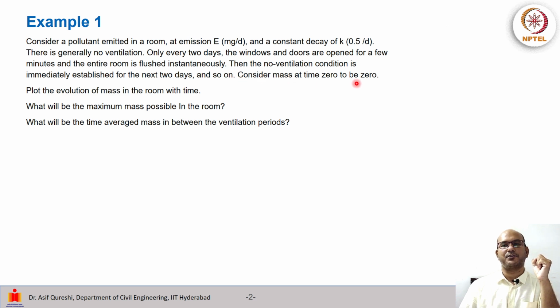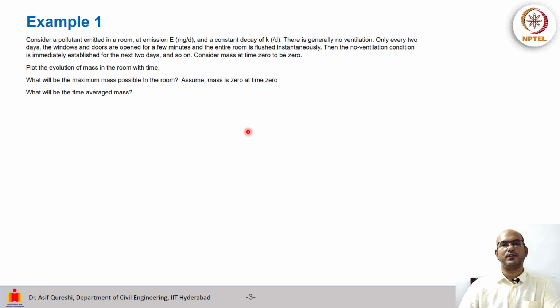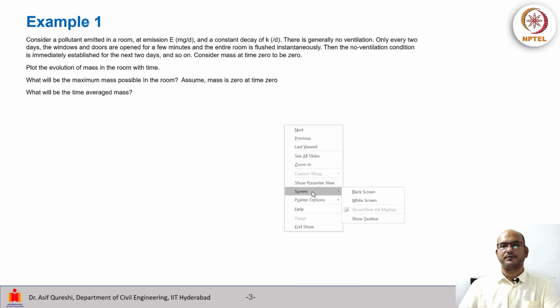Consider mass at time 0 to be 0. Plot the evolution of mass in room with time. What is the maximum mass possible in the room? What will be the time average mass in between the ventilation periods? Okay, so we will do step by step.